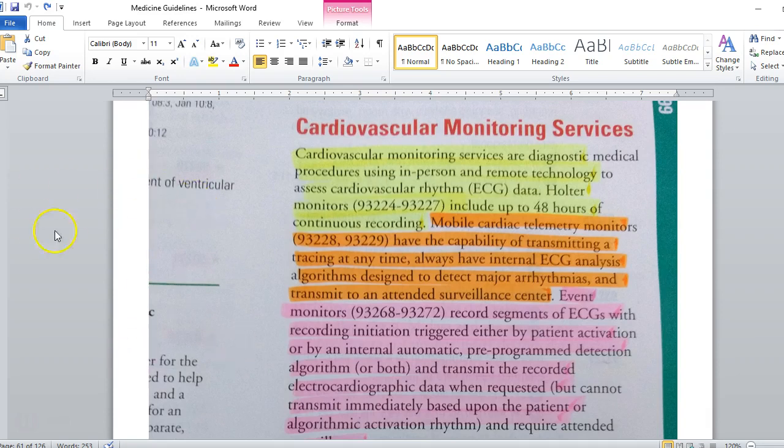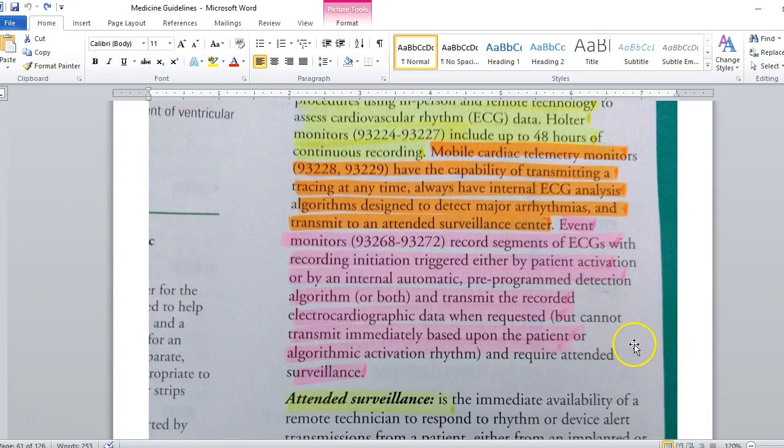Now, event monitors 93268 to 93272 record segments of ECGs with recording initiated or triggered either by patient activation or by internal automatic pre-programmed detection algorithm, or both, and transmit the record of the electrocardiographic data when requested, but cannot transmit immediately based on the patient or algorithmic activation rhythm and require attended surveillance.